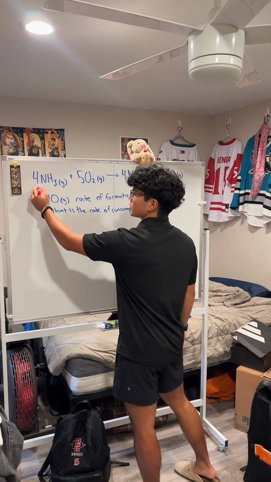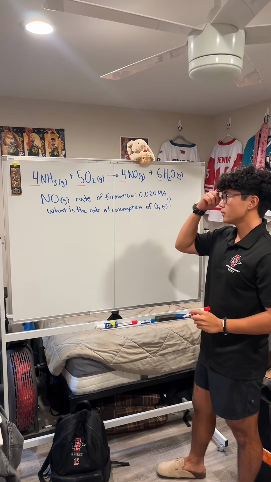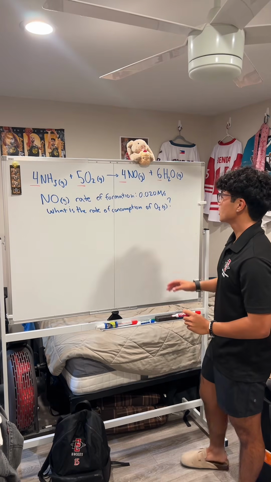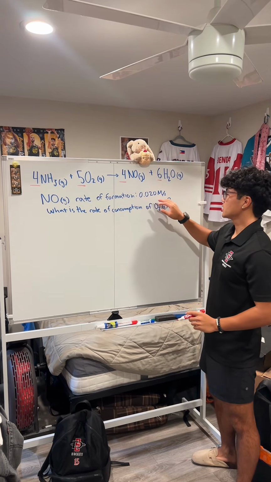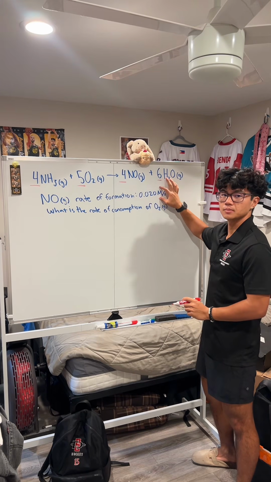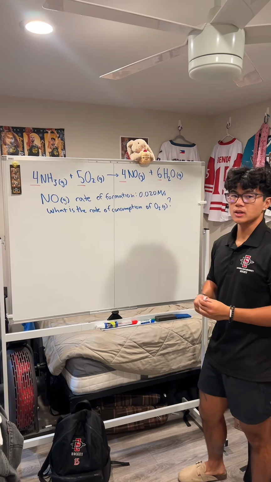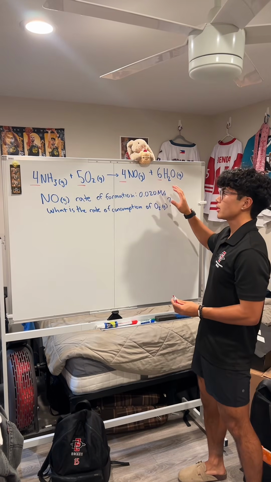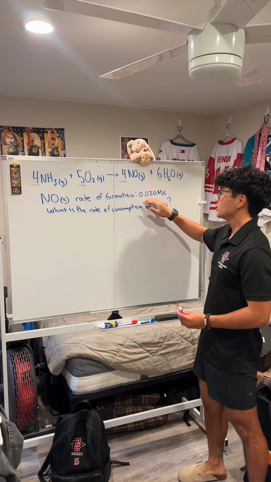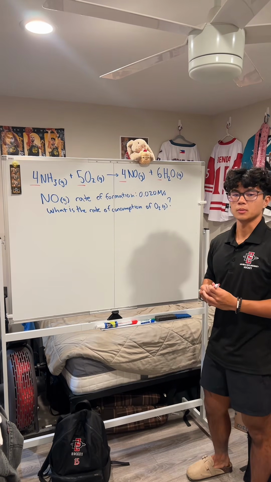Before this type of problem, we want to make sure that we recognize two things immediately: the coefficients under all of these reactants and products, and what the rate of formation is. It's molarity over seconds, so this is going to be concentration over seconds. When we're trying to find the rate of consumption or formation of one reactant or product, given the value of a different one, we have to use the relative rate expressions formula.